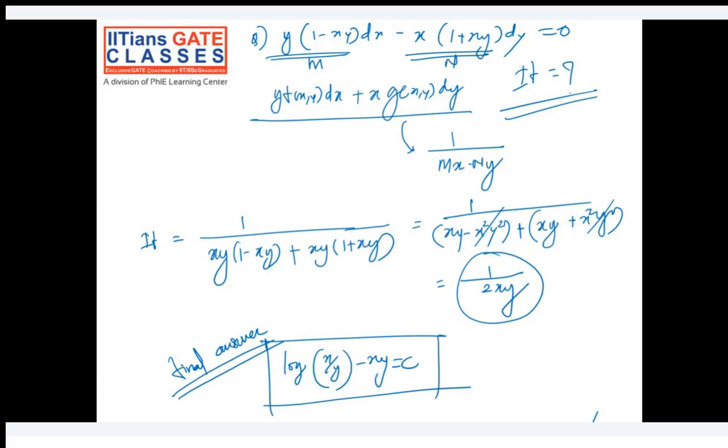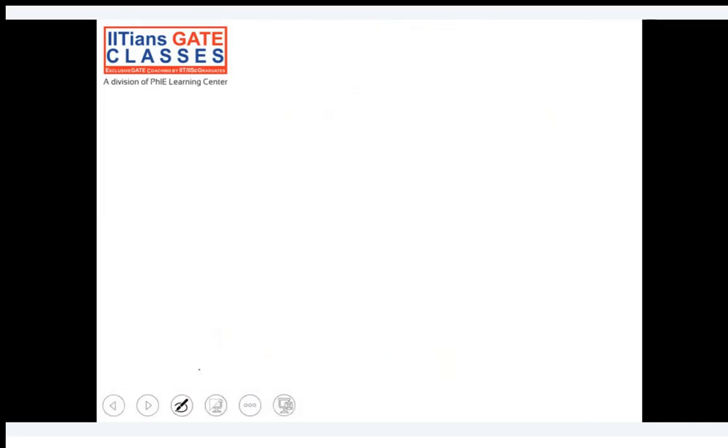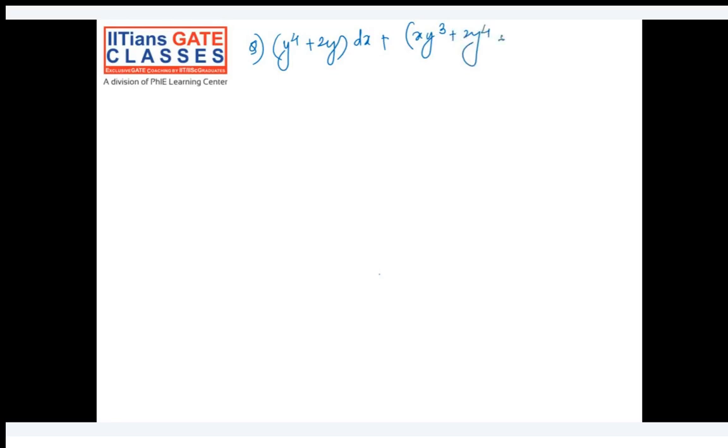Let me give you one last question. (y raised to the power 4 plus 2y) dx plus (xy cube plus 2y raised to the power 4 minus 4x) dy equal to 0. Okay, this is M. This is N. The question here is, what is the integrating factor?